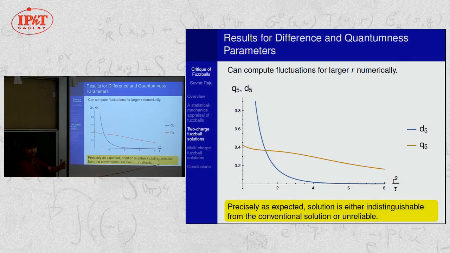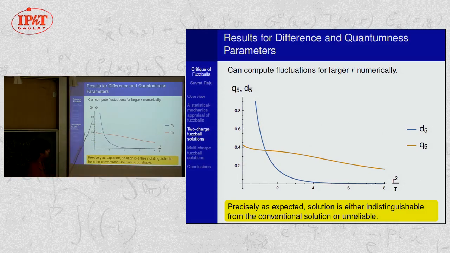conventional solution. The moment you start approaching close to r square equals tau, this quantum corrected geometry looks like it's interesting because this difference parameter in blue starts growing, but it also becomes unreliable at the same point because quantum fluctuations become order 1, they become as large as the classical expectation values. So as expected, the solution is either indistinguishable from the conventional solution, which is what happens in this region far away, or it's unreliable, which is what happens here. Now you can look at this for other quantities as well, not just for F5.